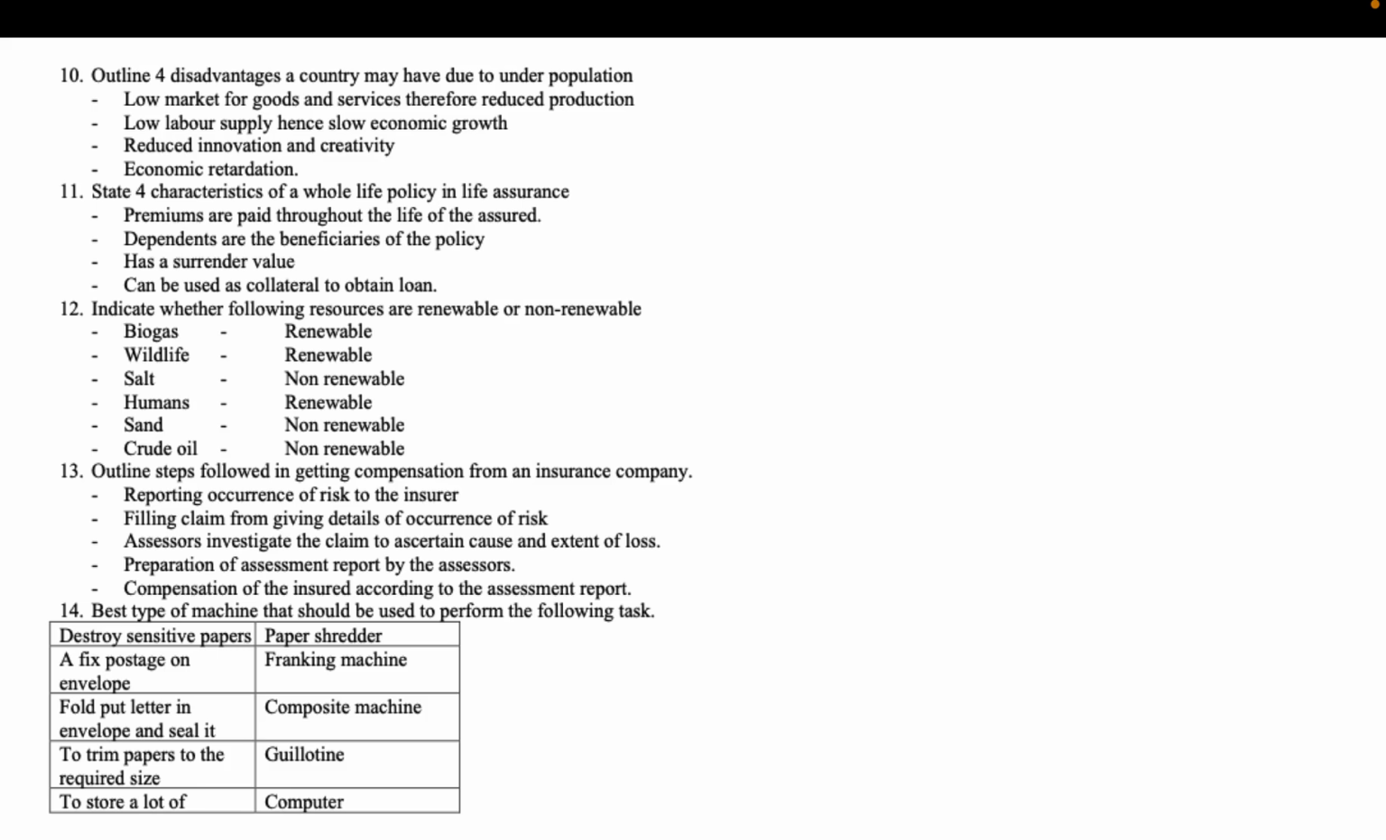Best type of machine that should be used to perform the following task. Destroy sensitive papers, paper shredder. Affix postage on envelope, franking machine. Fold, put letter in envelope and seal it, composite machine. To trim papers to the required size, guillotine. To store a lot of information, computer.